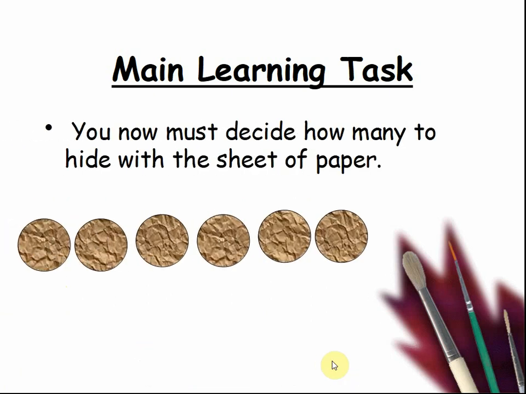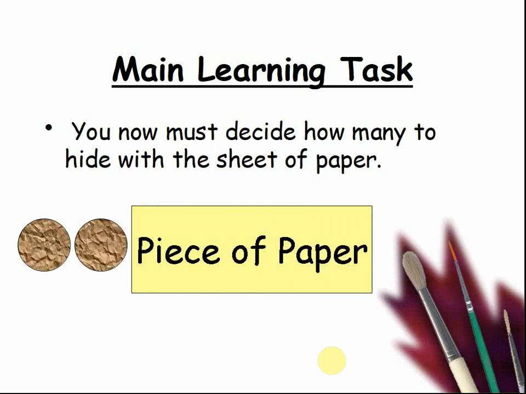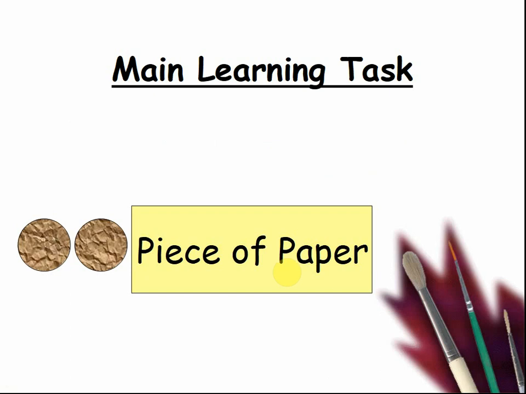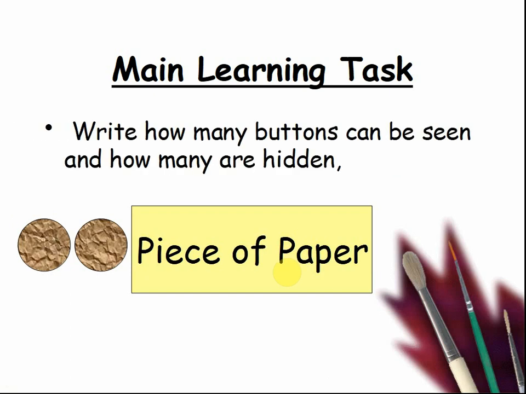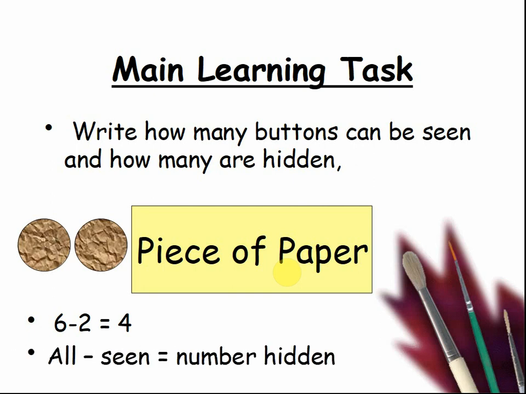You must decide how many to hide with a sheet of paper. How many have I hidden? I have hidden 4 of them. Write how many buttons can be seen and how many are hidden. So there were 6 altogether. You can see 2, so there are 4 hidden. 6 minus 2 equals 4. All of them, take away the ones you can see, equals the number which are hidden.